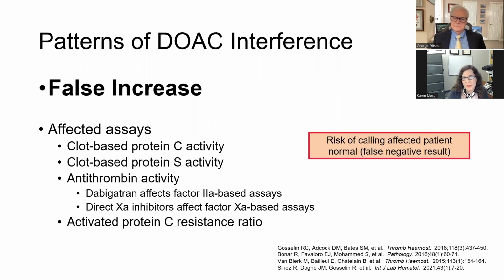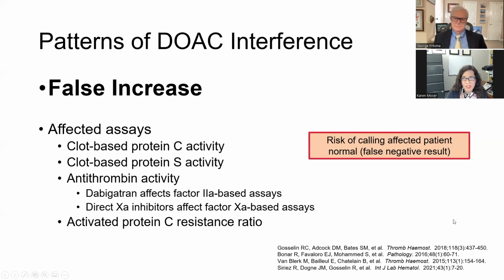What that means for these tests is that we have a risk of calling a patient affected by deficiency of protein C, for example, normal. So it's a false negative result, which can be challenging. A few caveats here. Protein C activity assays that are clot-based are affected by the presence of DOACs. Chromogenic protein C activity assays aren't affected. And the antithrombin assay design determines which of the DOACs will interfere, whether it's a 2A-based assay where direct thrombin inhibitors can interfere, or a 10A-based assay where the direct 10A inhibitors can interfere.